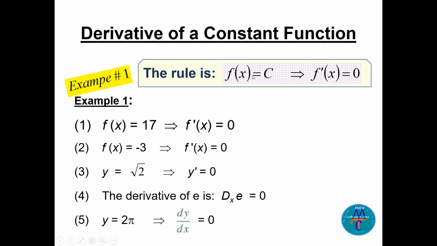Now, rule number 1: if f of x is equal to c, where c is a constant, a number, there is no x, there is no variable, then f prime will always be 0. I put here 5 examples in example 1. If the function is 17, the derivative is 0. If it is minus 3, same thing. If it is square root of 2, it's a constant. The derivative of e, remember e is a number, a constant, so the derivative is 0. If y equals 2 pi, then dy over dx is also 0.